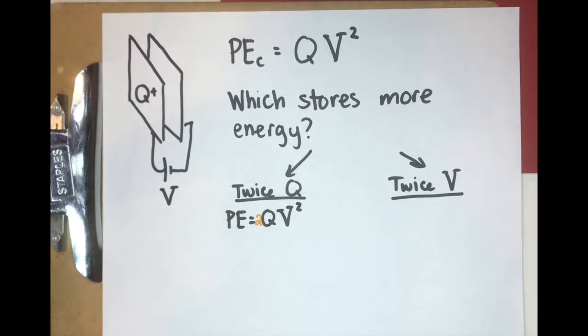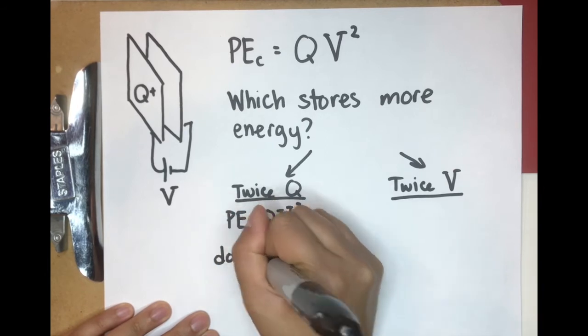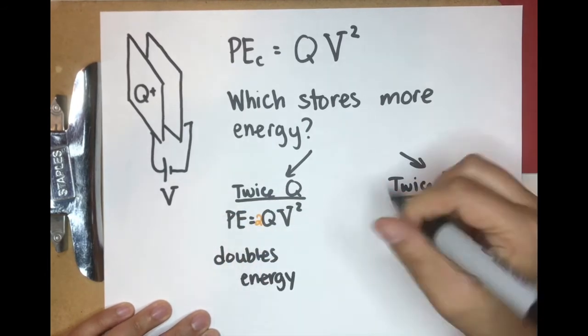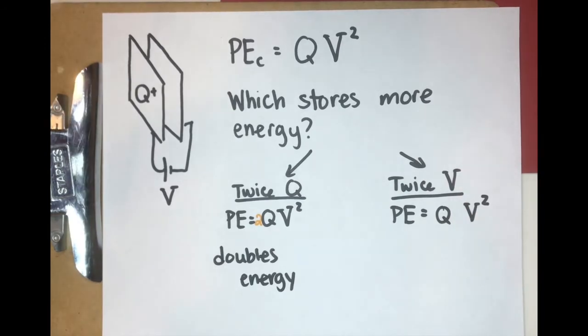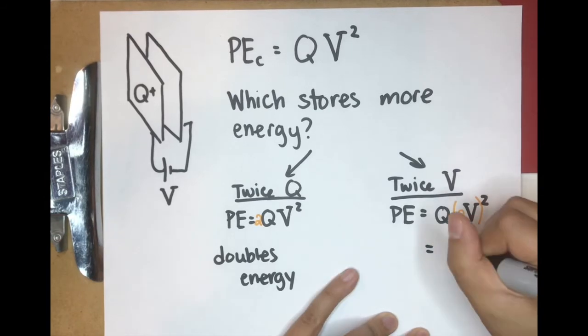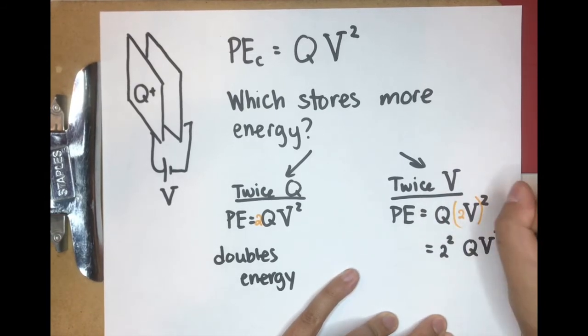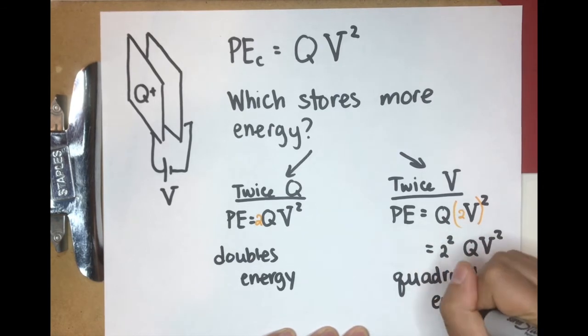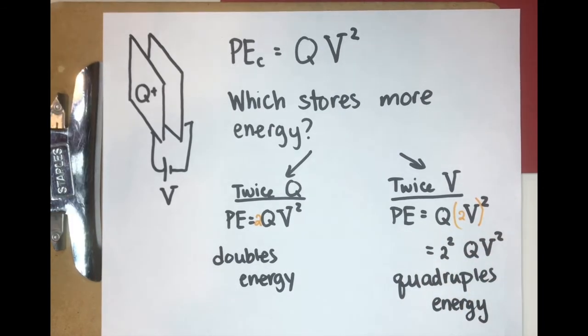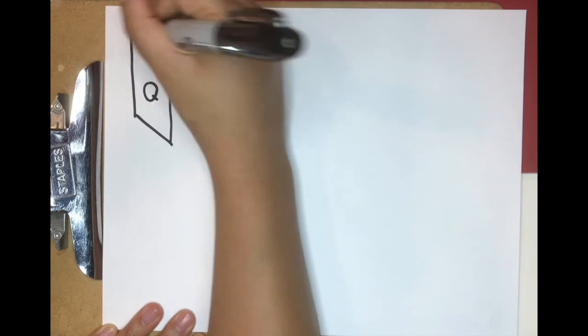So the question is, which stores more energy? Twice the charge or twice the voltage? And according to the equation, twice the charge only doubles the energy. But twice the voltage was squared. So that means twice the voltage actually gives 4 times the energy. I did this example because I want you to see that squares have a larger impact on the outcome of an equation than just linear or direct relationships.